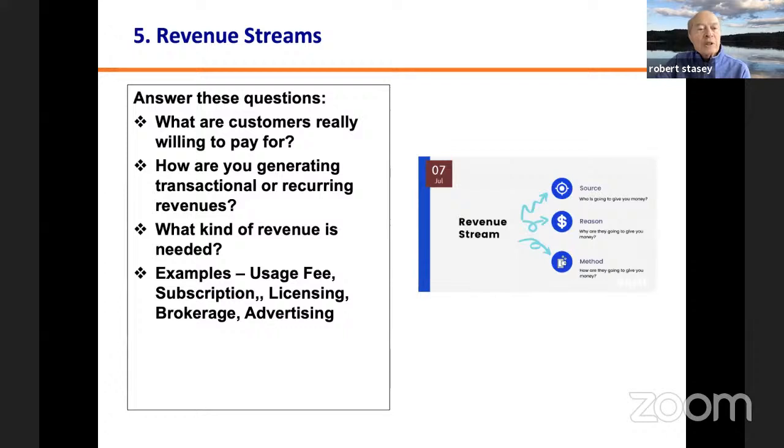Another one would be advertising: revenue generated from charging fees for product advertising. And a good example of that would be the ads on Facebook.